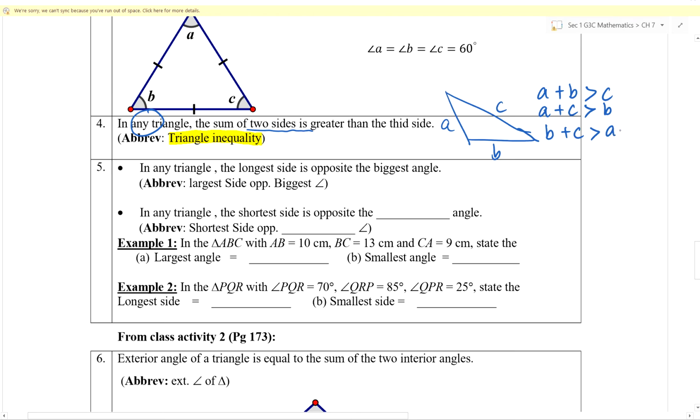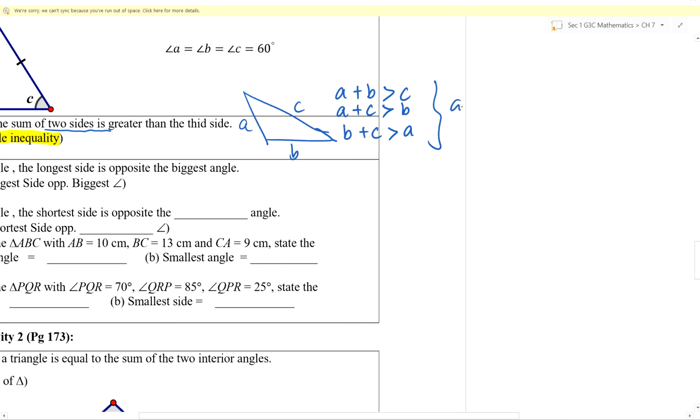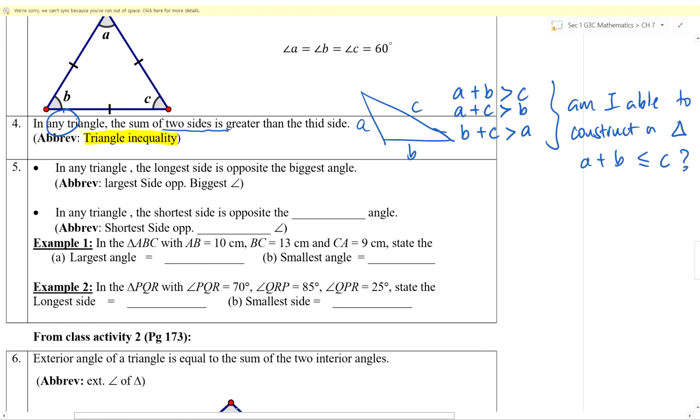Why is there such a property? You can go and draw triangles and experiment and discover for yourself why this property must be true. Okay? In other words, you can test yourself. Am I able to construct a triangle where A plus B is less than or equal to C? Okay, A and B are just two sides where C is the final side. Go and try this out.